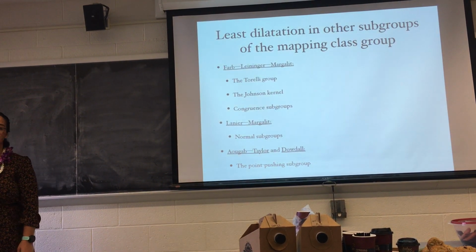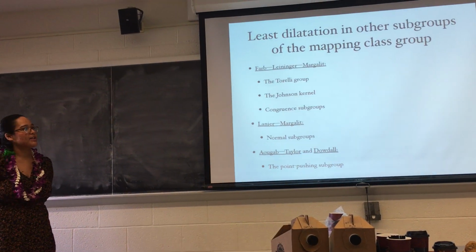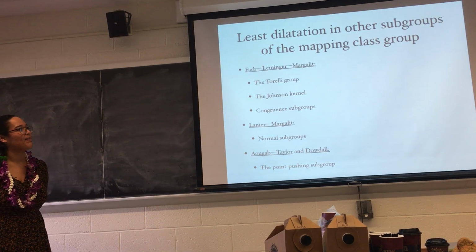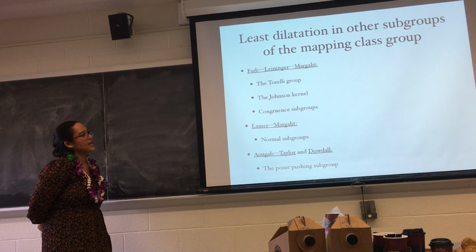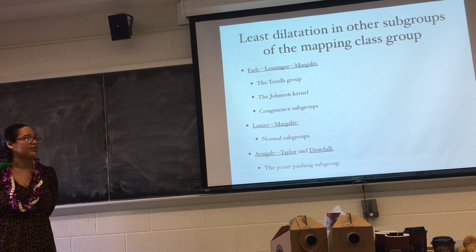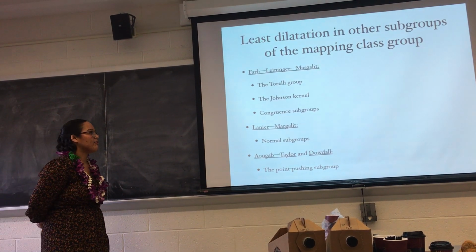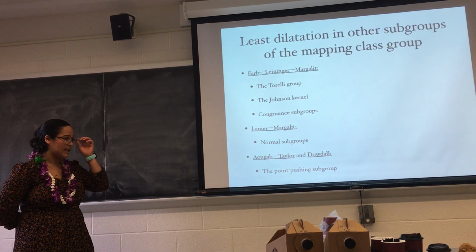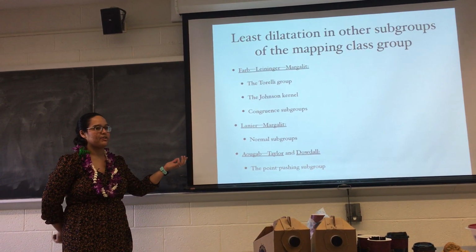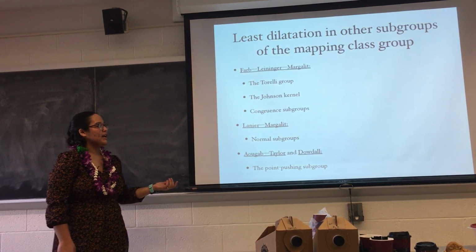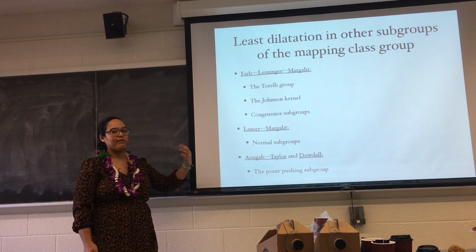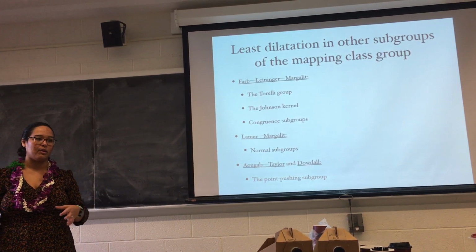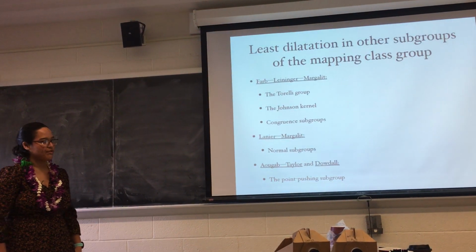So I'm not the first person to study the least dilatation in subgroups of the mapping class group. Some other people who have done it are Chris with Benson, Farb, and Dimitrov, looking at the least dilatation in the Torelli group, the Johnson kernel, and congruence subgroups. A recent result of Jessica Lanier and Margalit was looking at, although they were originally studying normal generation on the mapping class group, they actually proved also that if you look at normal subgroups of the mapping class group of a closed surface, you get that the least dilatation in normal subgroups is strictly bounded away from 0. It's at least square root of 2.